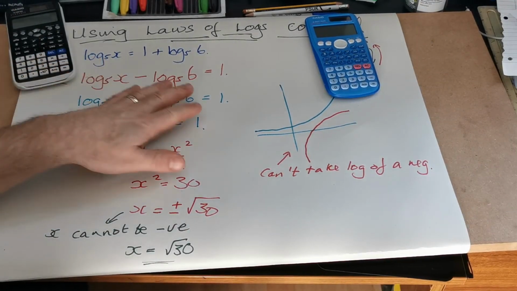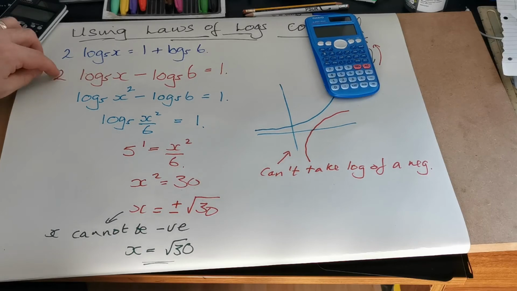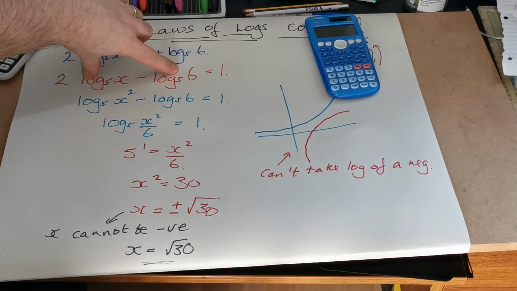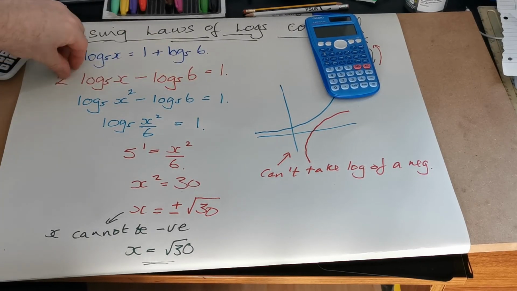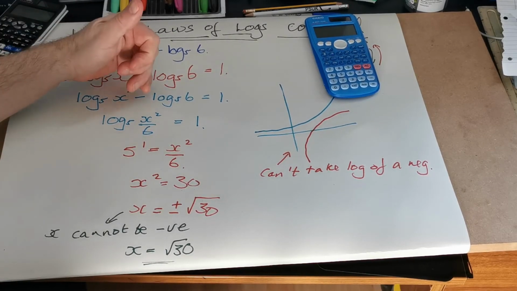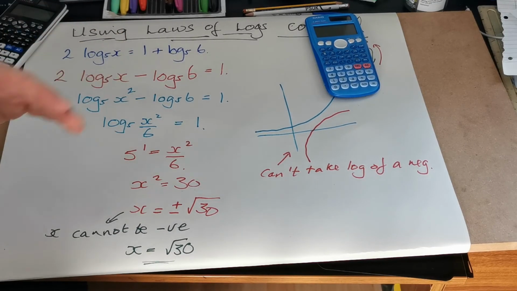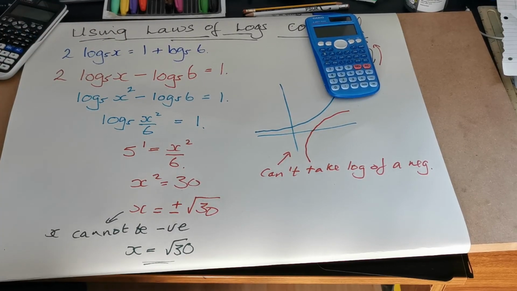So interesting here, some really good points there. You can't take log of a negative, and the fact that you couldn't use the subtraction law here without taking that power up there and making that x squared, so that there's nothing before the logs in order to allow you to make that rule.